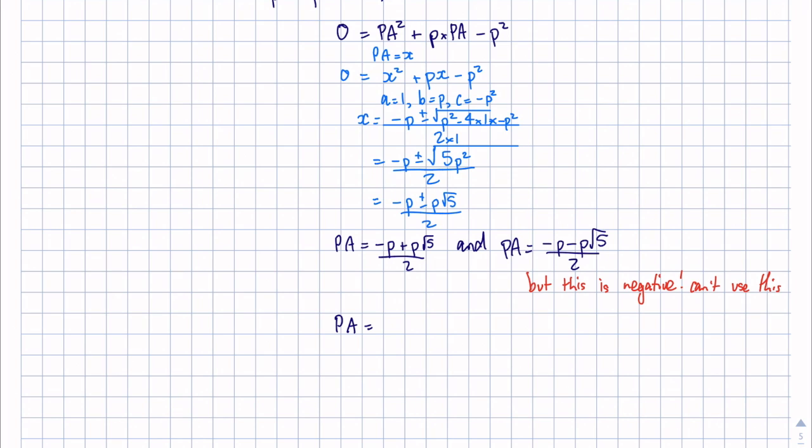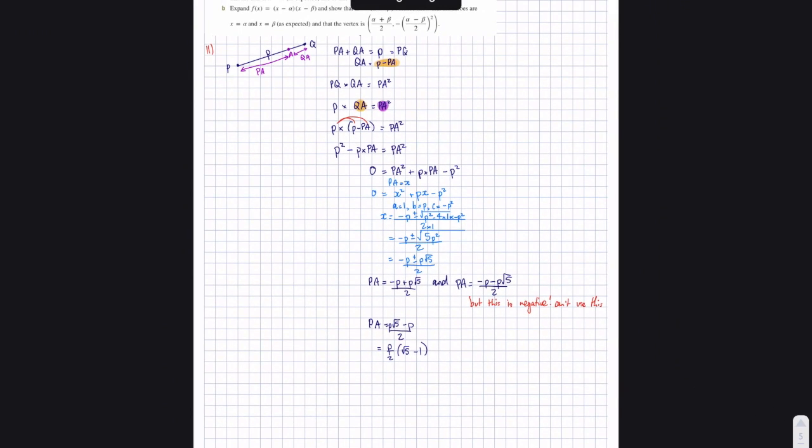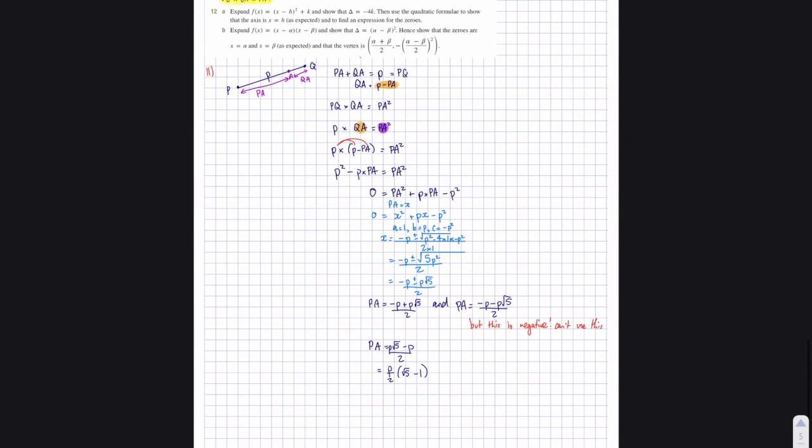Another way of saying that is p root 5 take p, over 2. Which is the same as p over 2 times (root 5 take 1). It's that easy.